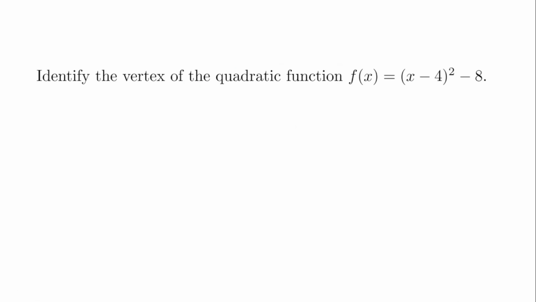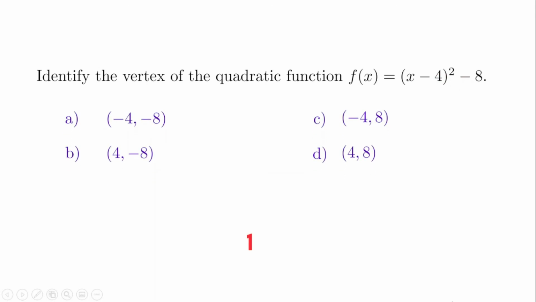Alright, let's practice. Identify the vertex of the quadratic function f of x equals x minus 4 squared minus 8. So, at the count of 3, okay, the correct answer is letter B, 4, negative 8. So again, yung h value, makukuha dito, pero babalik na rin lang yung sign. So kung negative 4, positive 4 ang kunin. Tapos kung negative 8 naman dito sa labas, so just copy. Okay?